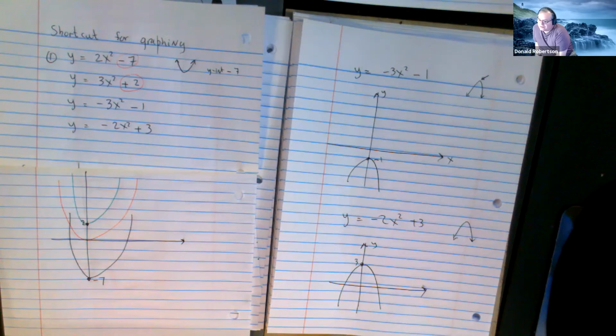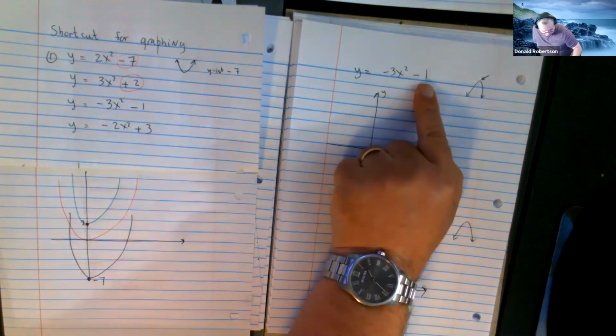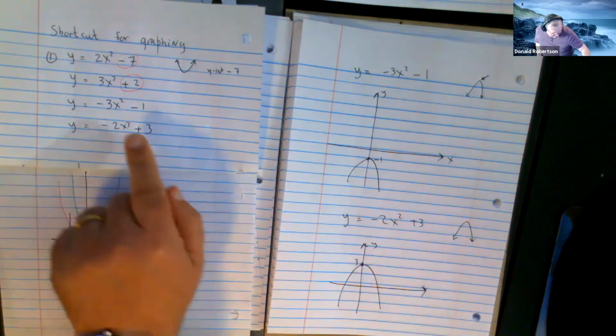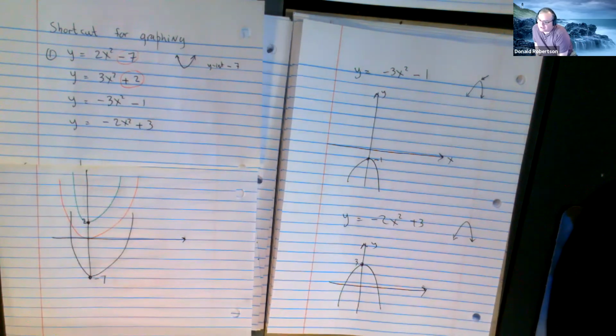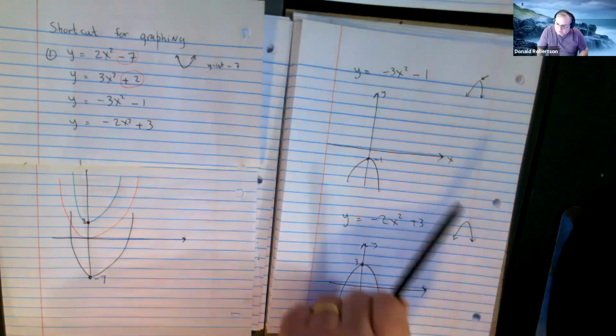If you're only interested in a very rough sketch of it, you could even do away with the table of values. You could simply use the property that if it's concave up, happy face, concave down, sad face. And the second property is that this constant term tells you where it crosses the y-axis. It also tells you where the vertex is because of the same thing when it's written in this form. Are we good?